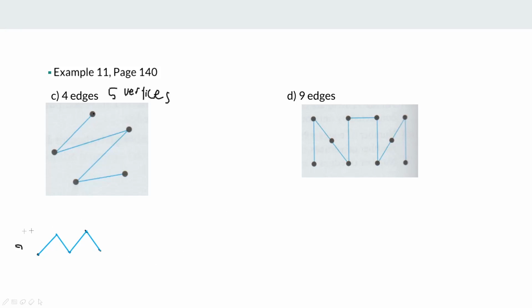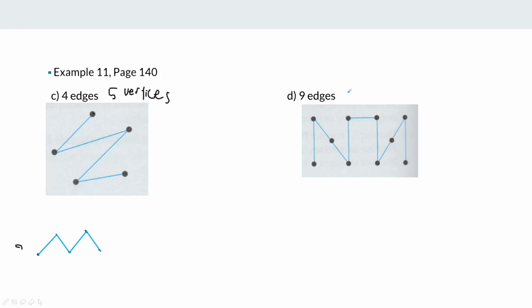So now it fulfills the requirements of being a tree. 5 vertices, 4 edges. None of them are connected in more than 1 way. So yes, that is a tree. And now moving on to the last example, 9 edges.